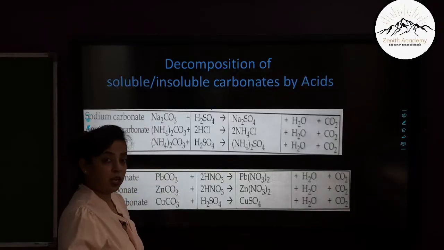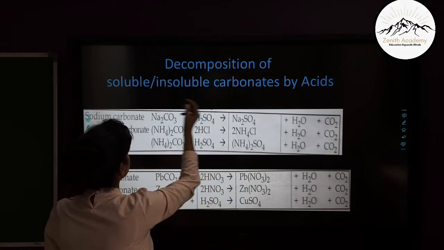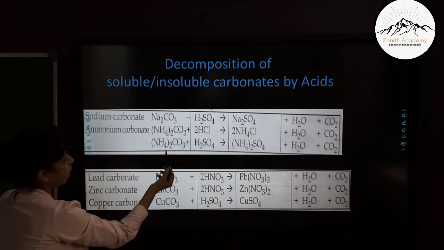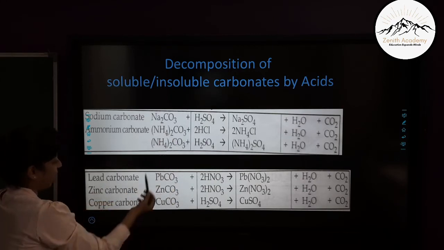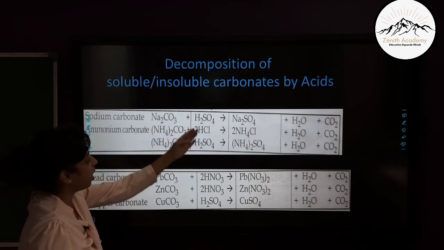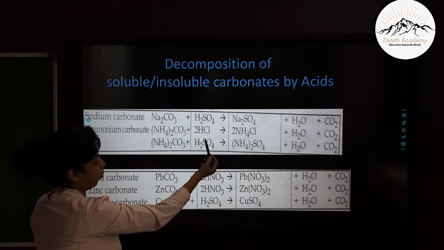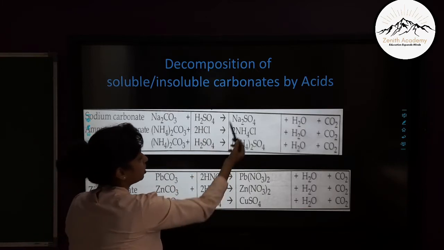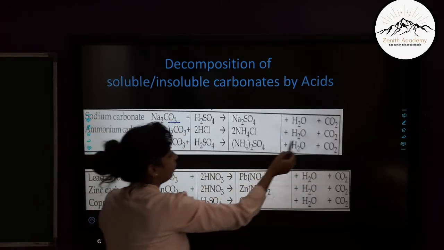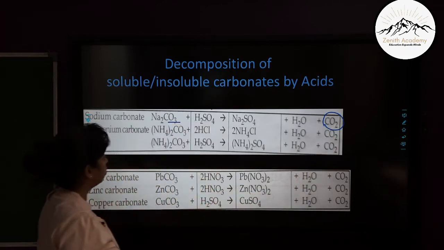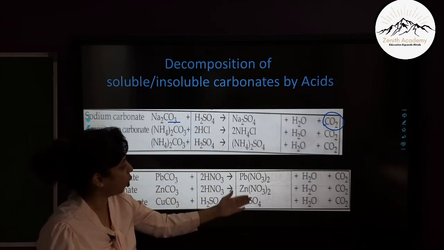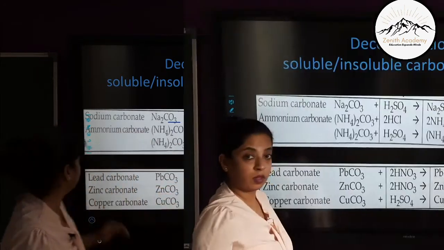Now let's see the formation of salts by decomposition of soluble and insoluble carbonates by the acids. So here you can see these are soluble carbonates, sodium carbonate, ammonium carbonate, and these are insoluble carbonates, lead carbonate, zinc carbonate and copper carbonate. When they react with different acids like H2SO4, HCl and HNO3, they form respective salts, water and CO2. Now since it is a carbonate, it will form an extra CO2. Okay. So the carbonates, you can see, react with acid to form salt, water and CO2.